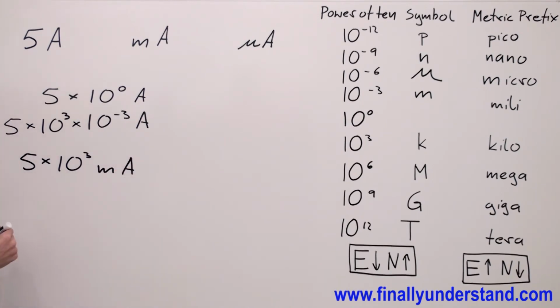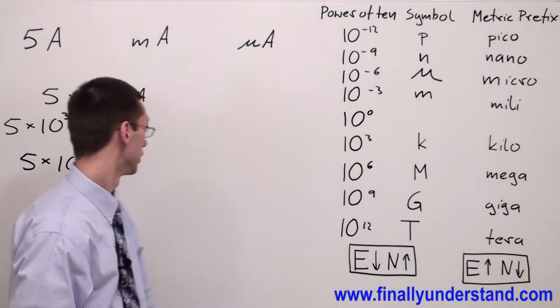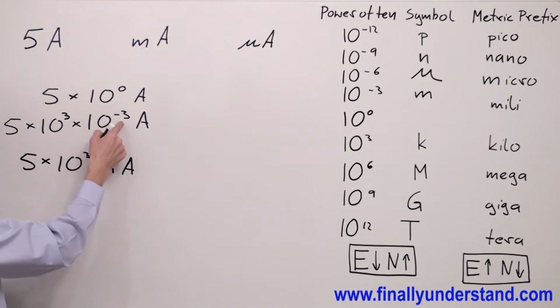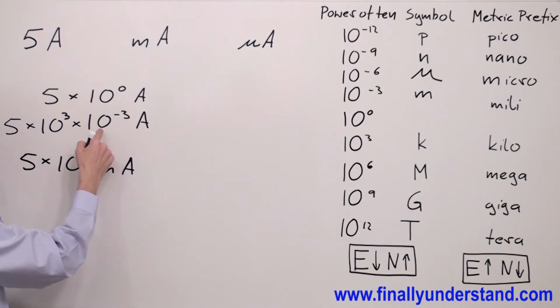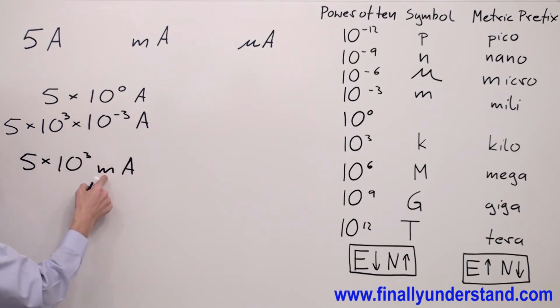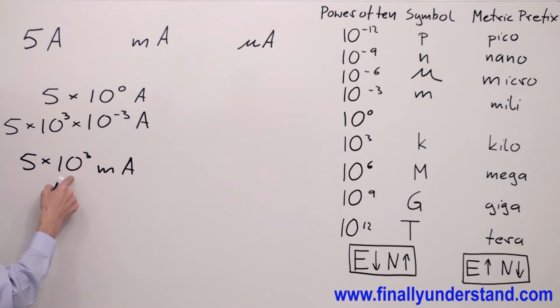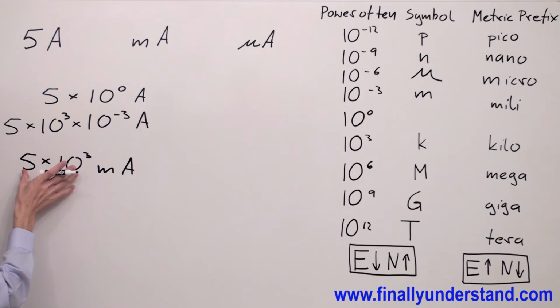Now, someone is going to say, oh, you got 10 to the third, and 10 to the third is kilo. This power of 10 represents my prefix. This power of 10 represents the number, it is part of the number.